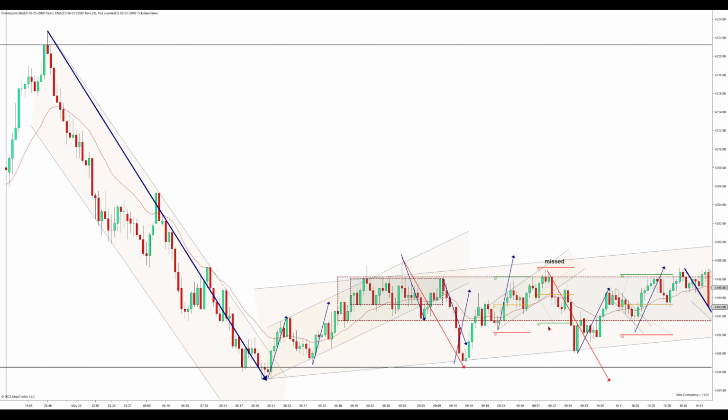You just ride it to the other side of the channel. And that one's pretty easy. You see, we've got the two legs up here. We have this first leg up, break, second leg up. Notice how we have this push up here, break, and then this push up here. So that's two attempts to reach that measured move.